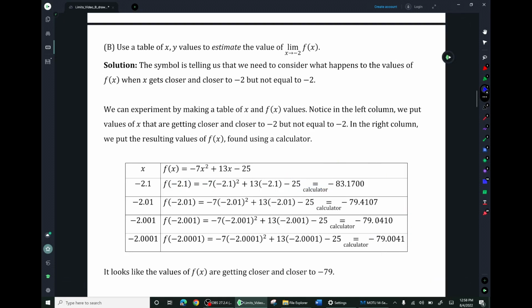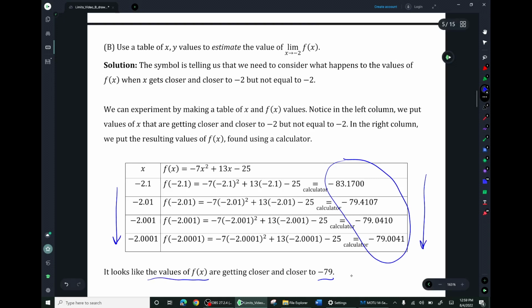Now remember that limits are about trends. In this table we see a trend in the x values. These x values are getting closer and closer to negative 2. Now let's see if we can discern a trend in the y values. Well, the y values seem to be getting closer and closer to negative 79 as we go down that right column. So it looks like the values of f of x are getting closer and closer to negative 79.